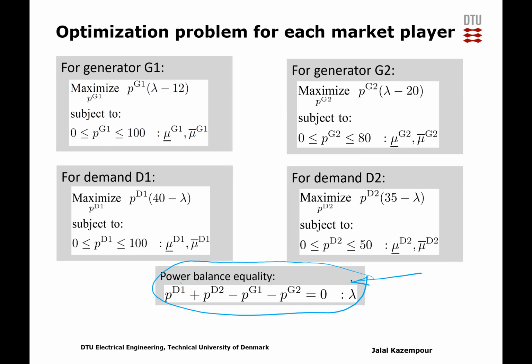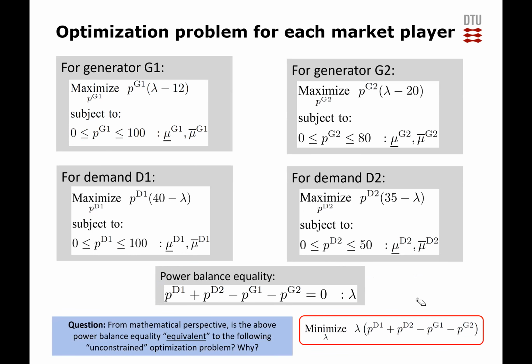Makis said, minimize the difference of generation to demand. Good. Yes, max the surplus. Okay, let me continue. I think you are answering correctly, but I'm not sure.